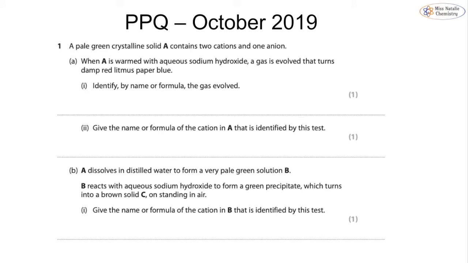So a pale green crystalline solid contains 2 cations and 1 anion. So we're going to be looking at what is in each of these. So for when A is warmed with aqueous sodium hydroxide, a gas is given off that turns damp red litmus paper blue. So that must mean that we have an alkaline gas. So by name or by formula, we are forming ammonia gas.